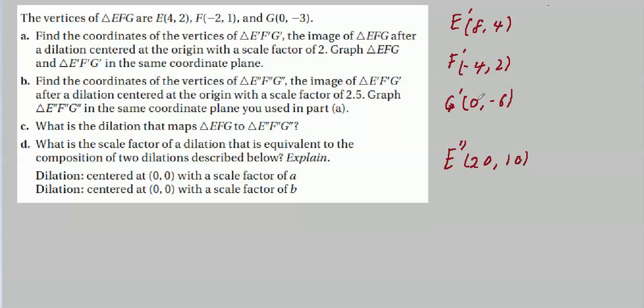F double prime now. That's minus 10, and 2.5 times 2 is 5. And then we have one more. 2.5 times 0 is 0. 2.5 times minus 6 is minus 15. So there's our coordinates after our second dilation.